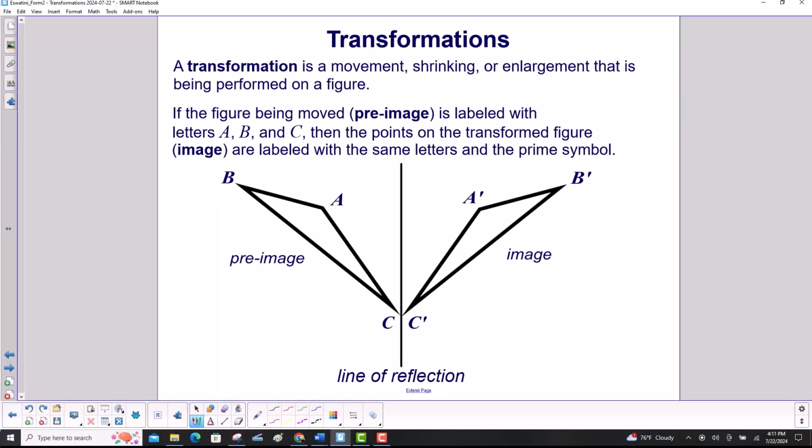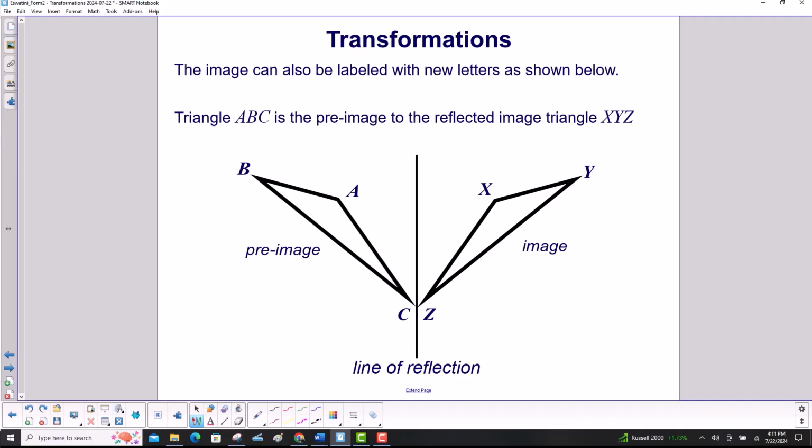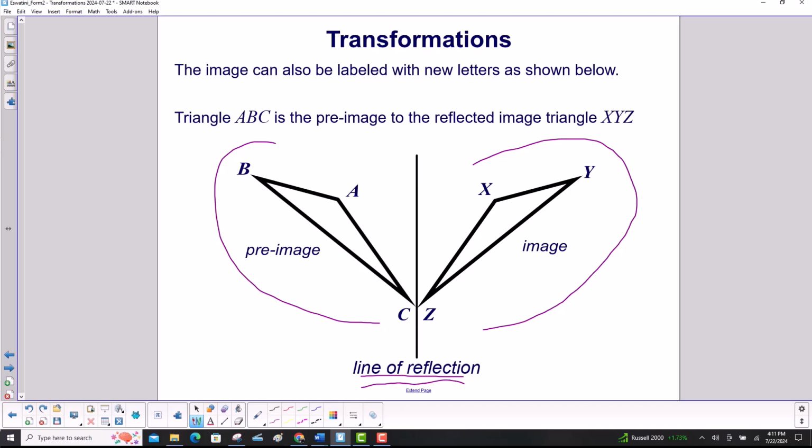A transformation is a movement, shrinking, or enlargement that is being performed on a figure. If the figure being moved, the pre-image, over here, is labeled with letters A, B, and C, then the points on the transformed figure, or the image, are labeled with the same letters and the prime symbol. So we have A prime, B prime, and C prime. The image can also be labeled with new letters as shown below. We have triangle ABC, and the reflected image is triangle XYZ. In this case, we're doing a reflection, and we're not going to talk a lot about that later on, though.